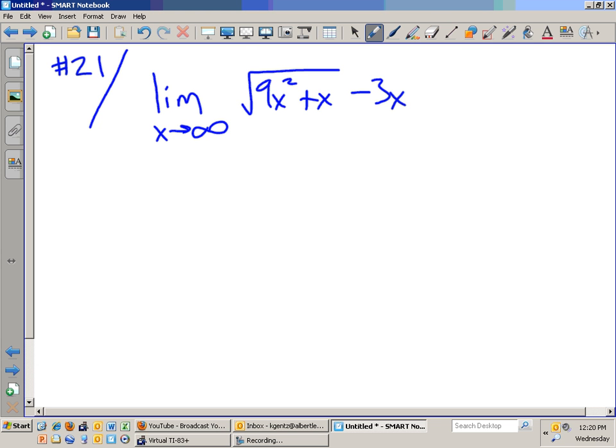We have to free up this square root piece. We need to get those to cancel and see what we have in the denominator. So I'm going to multiply by a special thing here. You know what it is? Starts with a C, rhymes with conjugate. Very good. So the square root of 9x squared plus x plus 3x.